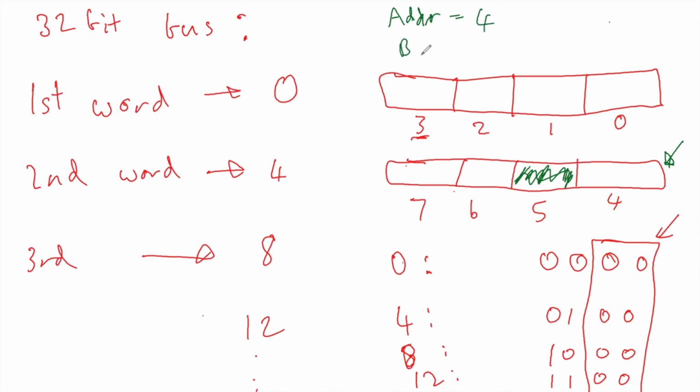And your byte enable will equal 0, 0, 1, 0, and that is equal to 2 in binary. Okay, so that's how you would access an intermediate byte. Or if it was an intermediate half word, it would be 1, 1. And this address value would still be the same.